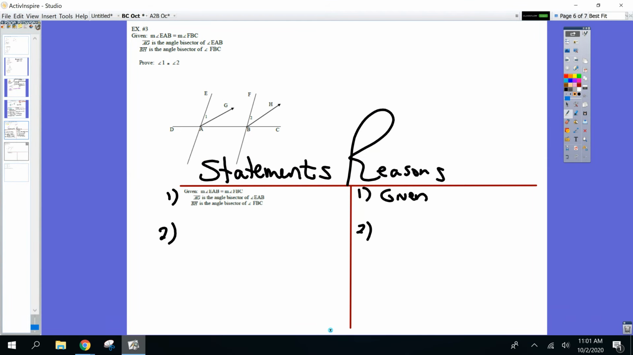You're taking half of EAB. Half of EAB. All right, so I look at the diagram. If I take half of EAB, I could call it angle 1 or angle GAB. What do you want to call it? 1. Yeah, because that's in the proof statement. I cannot rattle you.